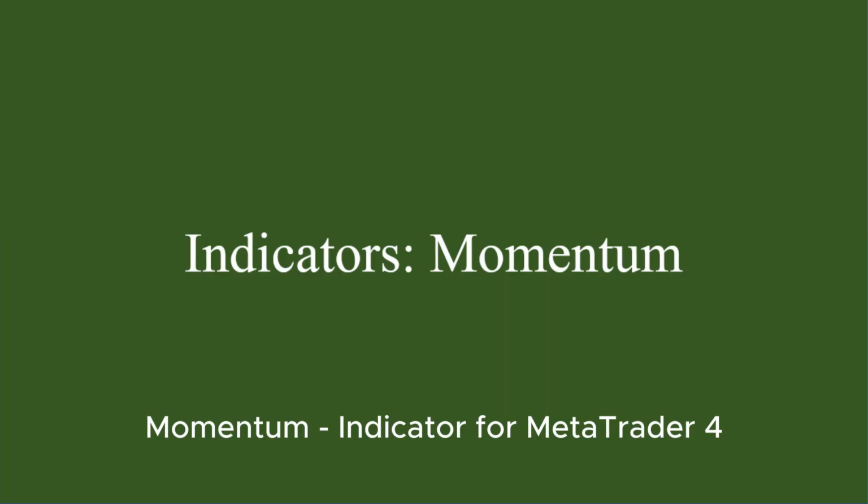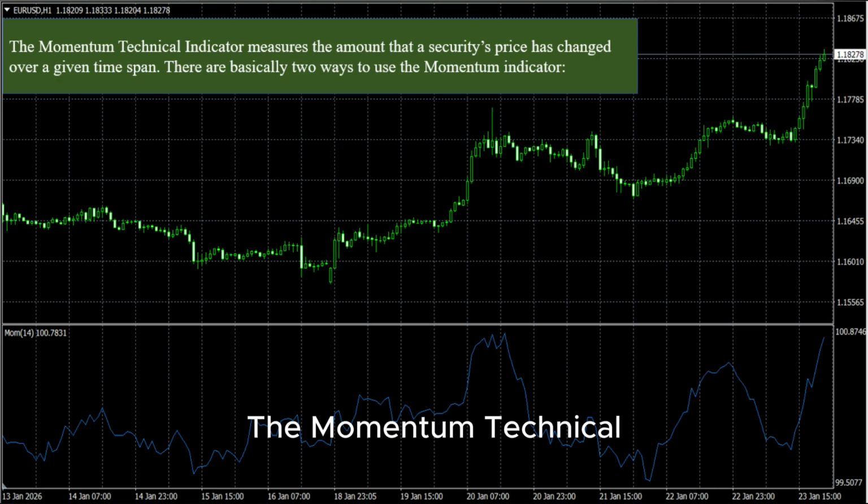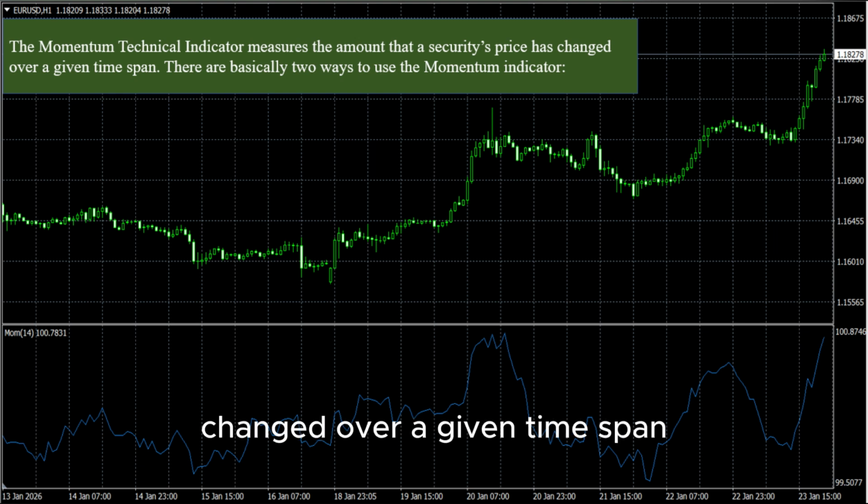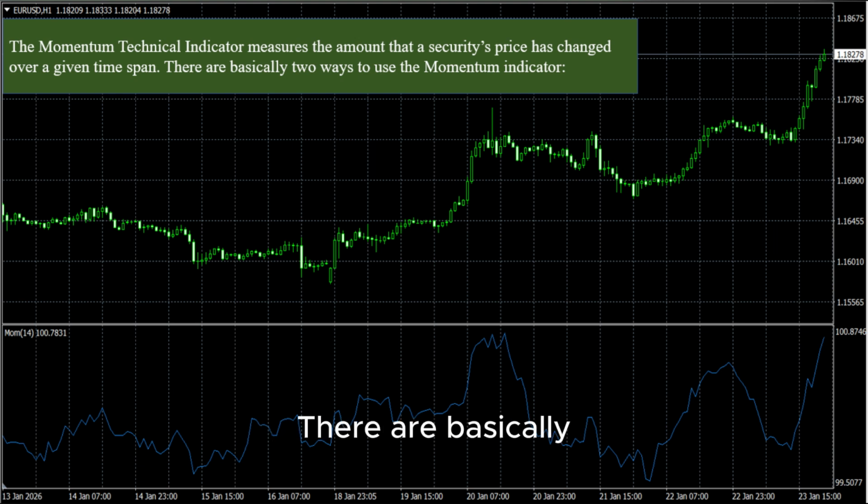Momentum indicator for MetaTrader 4. The momentum technical indicator measures the amount that a security's price has changed over a given time span. There are basically two ways to use the momentum indicator.